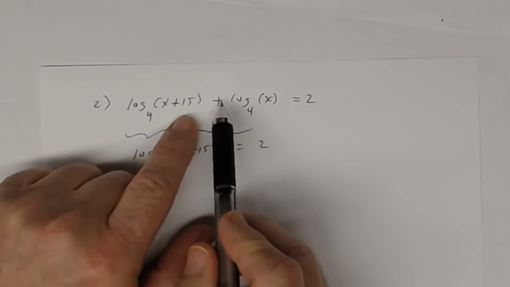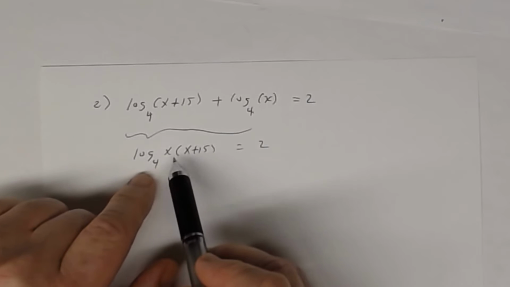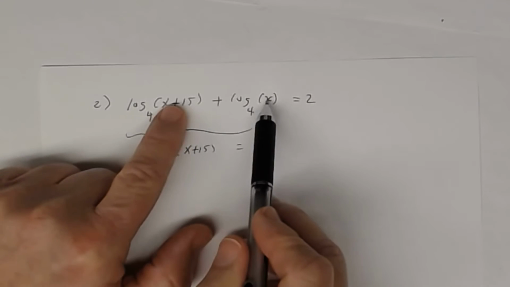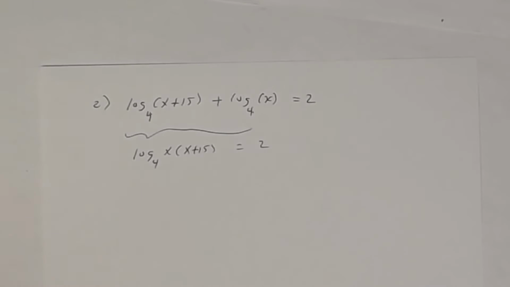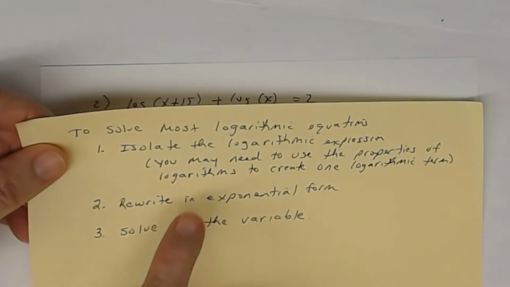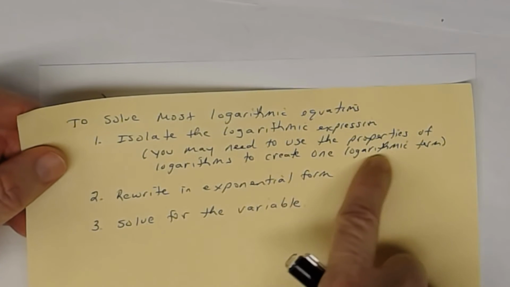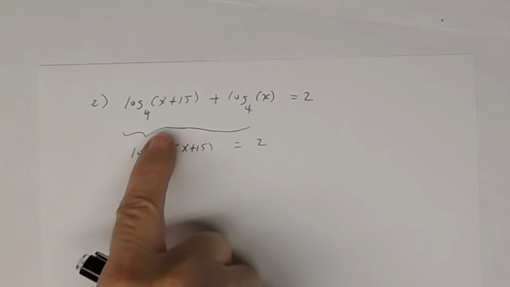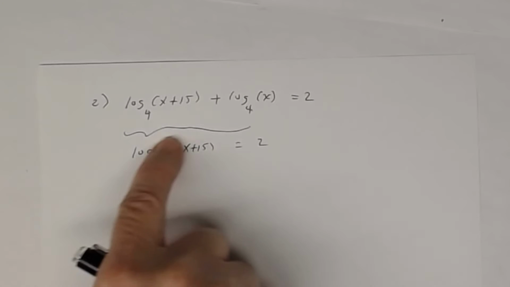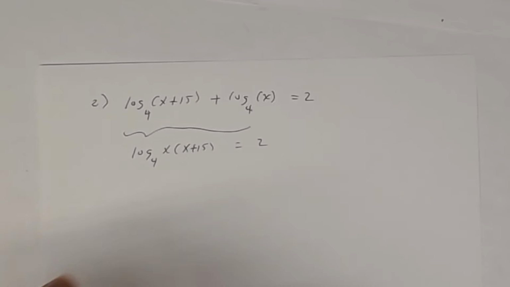So remember, the sum of two logarithms with the same base can be written as one logarithm, but you take the arguments and you multiply them. So that's your next step. So remember our steps: use the properties of logarithms and get one log term on one of the sides, and I did. So I wrote these two logs as one logarithm using the multiplication property.